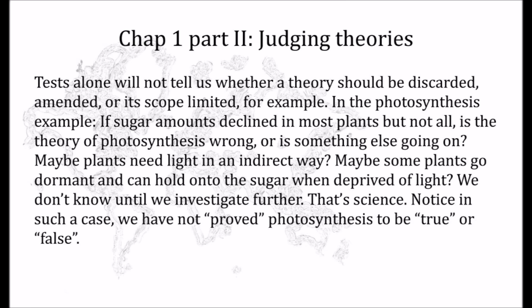If we go back to that photosynthesis example, if sugar amounts declined in most of the plants that you deprived of light, but not all of them, we have a bit of a problem. That's not what we were expecting to find. Does that mean the theory of photosynthesis is wrong? Or is something else going on? One possibility is that plants need light in an indirect way, so photosynthesis could be kind of wrong, or it would need to be amended.